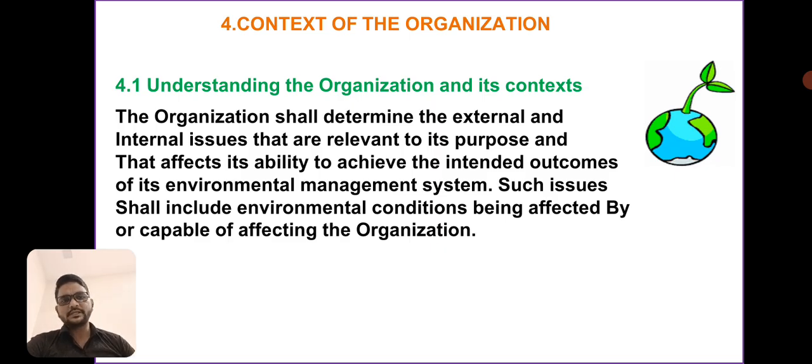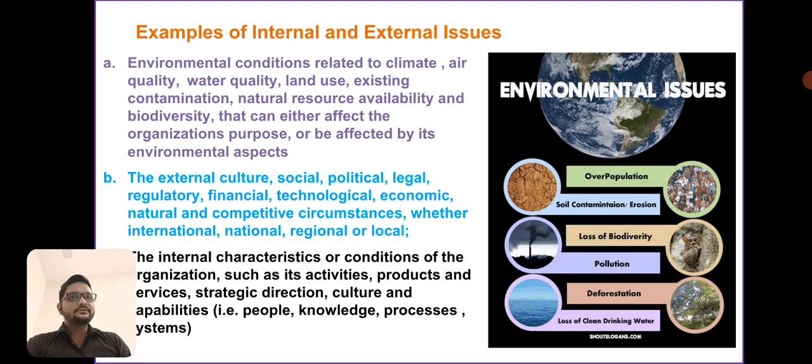Such issues shall include environmental conditions being affected by or capable of affecting the organization. Now, examples of internal and external issues: first is the environmental conditions related to climate, air quality, water quality, land use, existing contamination, natural resource availability, and biodiversity that can either affect the organization's purpose or be affected by its environmental aspects. That is the environmental condition related to climate.